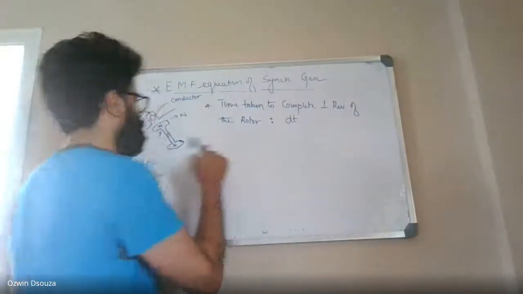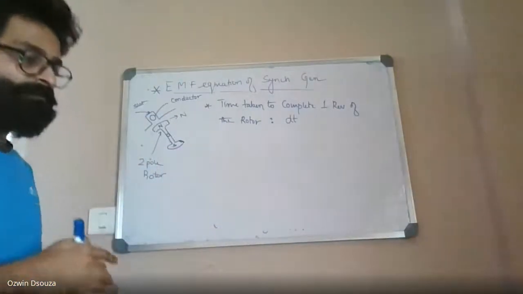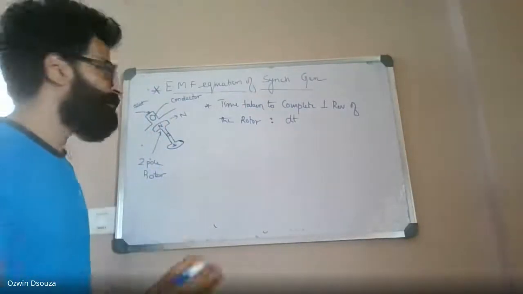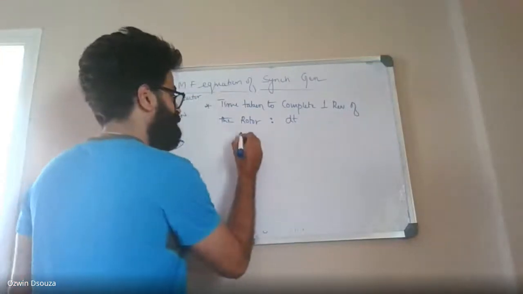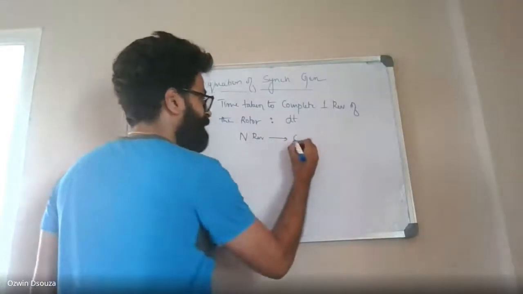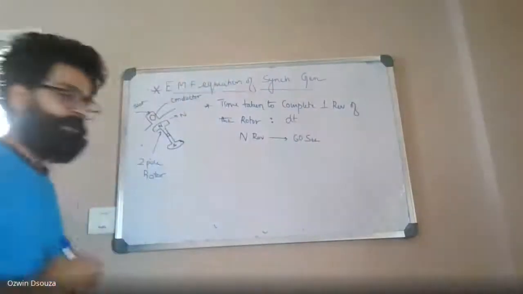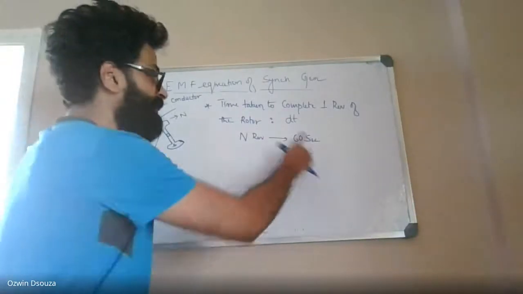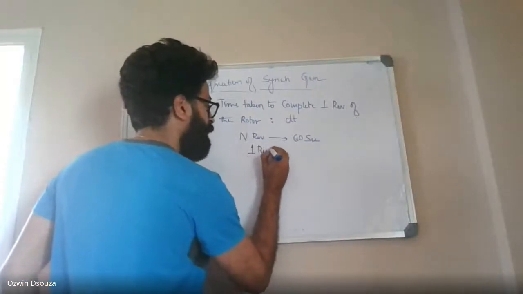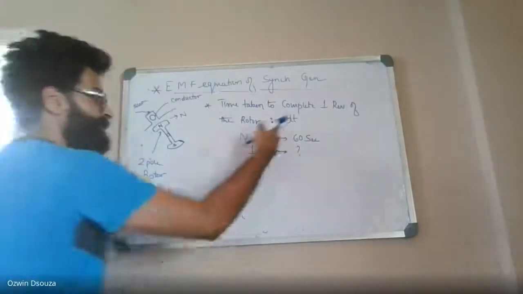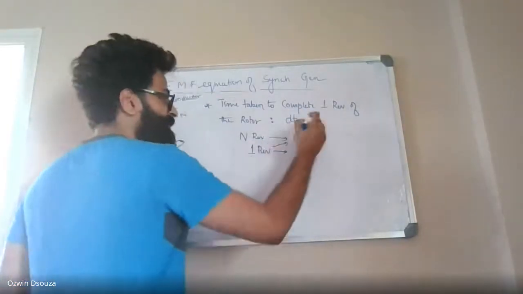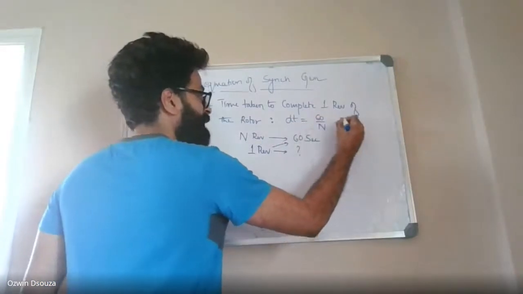Now you know that the rotor is rotating at a speed of n rpm, revolutions per minute. So in terms of seconds, n revolutions are getting completed in 60 seconds. So what is the time taken to complete one revolution? That is your dt. When you cross multiply, you will get dt as 60 by n seconds.